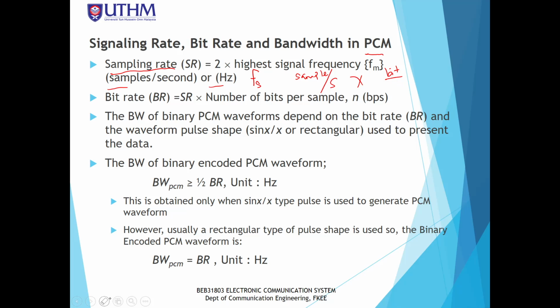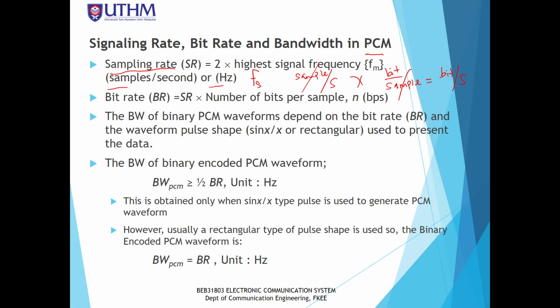Okay, number of bits for each sample. So every sample will use several bits. So bit per sample. Okay, so if you look at the result of this multiplication, we can cancel out this one. So it will become bits per second. Okay, so this is the bit rate.